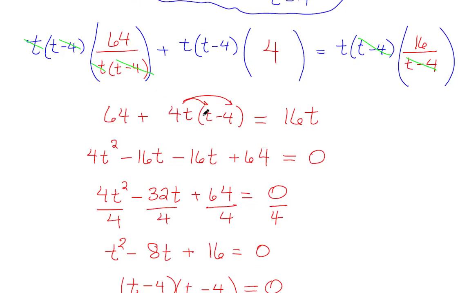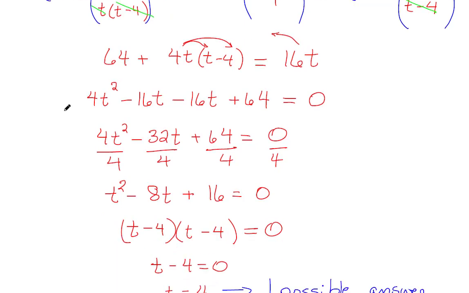4t times t is a 4t squared. I get a minus 16t here. This is coming over to the left, so another minus 16t, and the 64 is just sitting there. So let's see, minus 16, and minus 32. And now let's divide everything by 4. Okay, that looks okay. T squared minus 8t. 64 divided by 4 is 16.